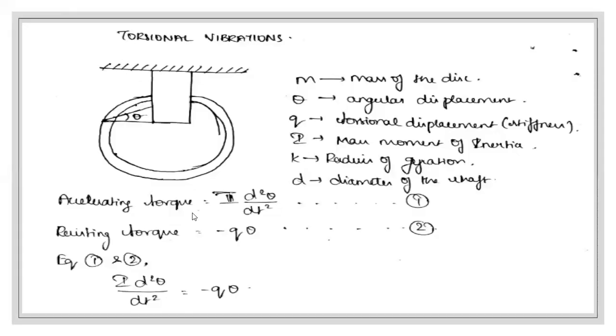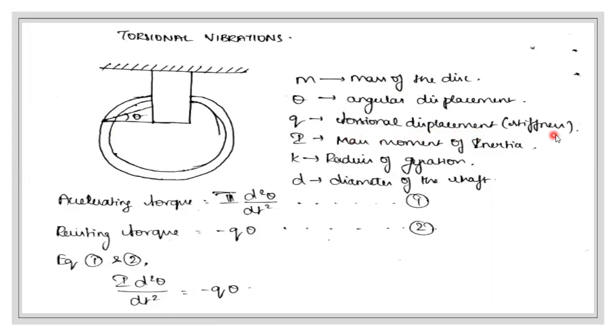So in this diagram, we can see very well the spotlight. In this diagram, actually this is the mean position. When the disk rotates, we'll be getting an angle theta, and this angle theta is called the angular displacement. The mass of the disk is denoted by M, and Q is the torsional stiffness.